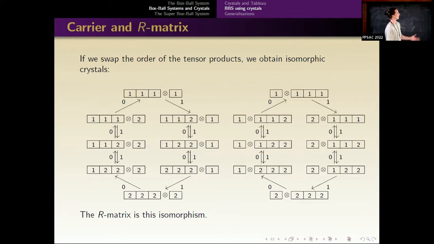Okay, so here are 2 crystals. We have the carrier tensor a single box and a single box tensor a carrier. We use the signature rule to calculate the crystal operators to give the following graphs. Following these crystals, you can see the left-hand side is clearly isomorphic to the right-hand side, and this is exactly the R matrix that we use.